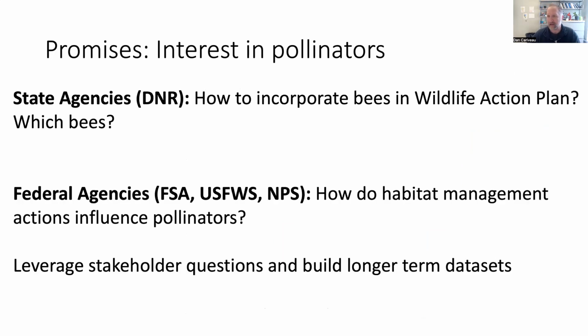And we see this a lot in our lab. We have state agencies, for example, asking us how to incorporate bees in their wildlife action plan and which species to incorporate. Federal agencies want to understand how habitat management influences pollinators. And these are really vital questions that they want to use to really implement policy or make management decisions. And so these stakeholder questions are also our questions as well, but we can leverage these questions to build longer term data sets and hopefully be able to see how communities change over longer time periods through these collaborations.